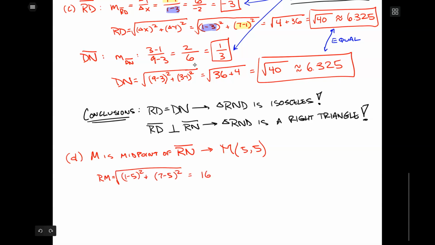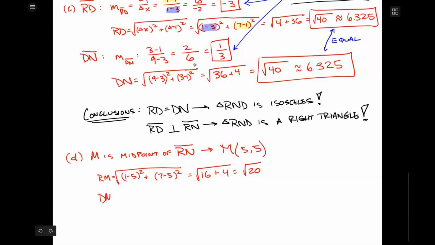1 minus 5 is negative 4. You square that and you get 16. 7 minus 5 is 2. You square that and you get 4. So what I have here is the square root of 20. I'm not even going to bother converting that to a decimal. I just want to compare these three segment lengths, and I can do that with or without a decimal.